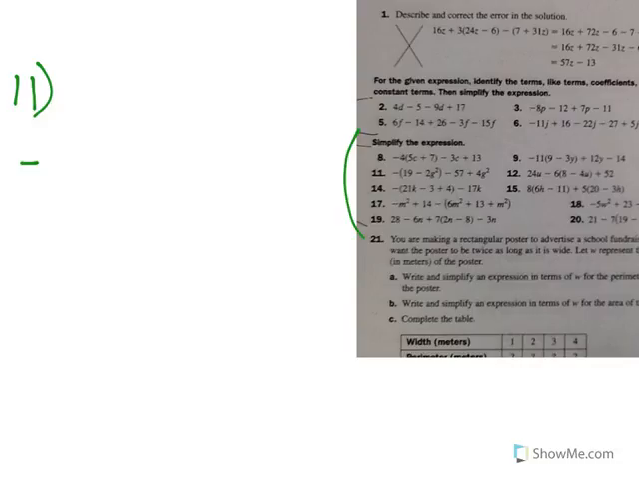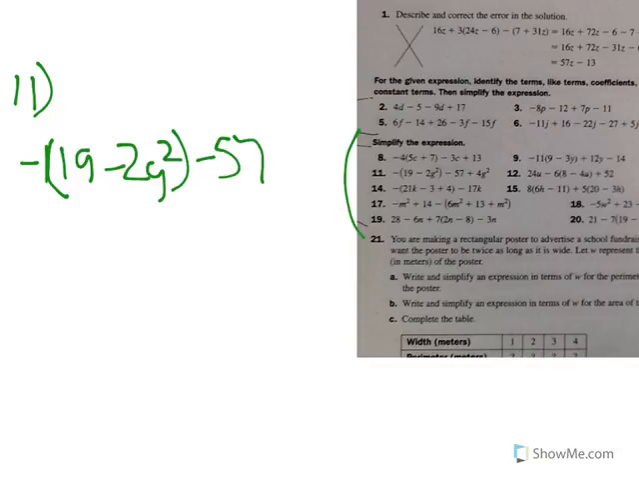So problem 11 is negative 19 minus 2g squared minus 57 plus 4g squared. So what we're going to do is first of all take care of this part here. And what we have to do is make everything in there the opposite, because that's what that negative sign means there.